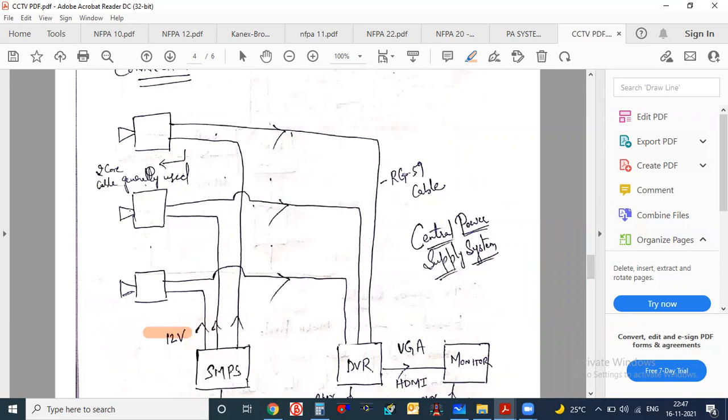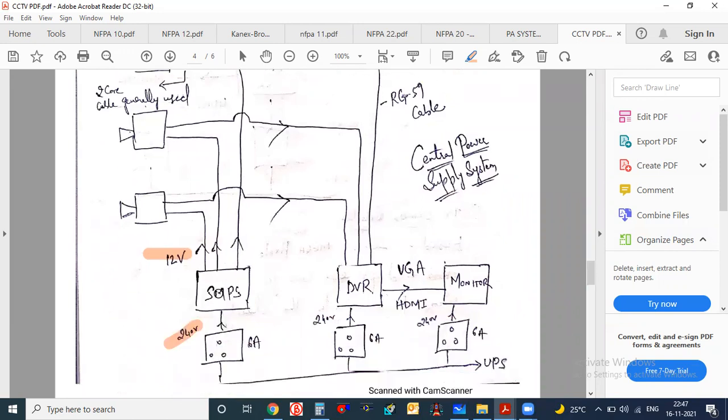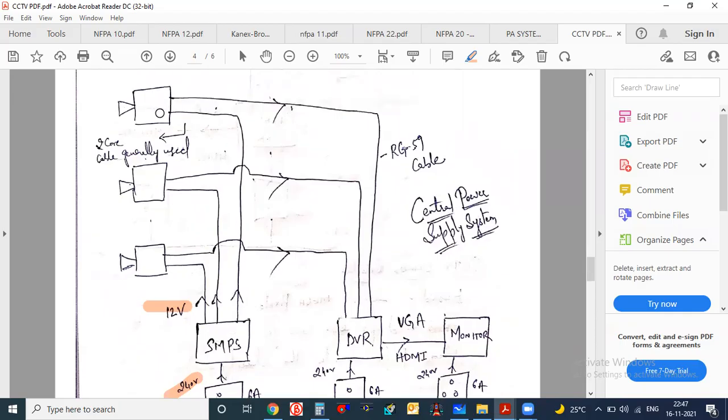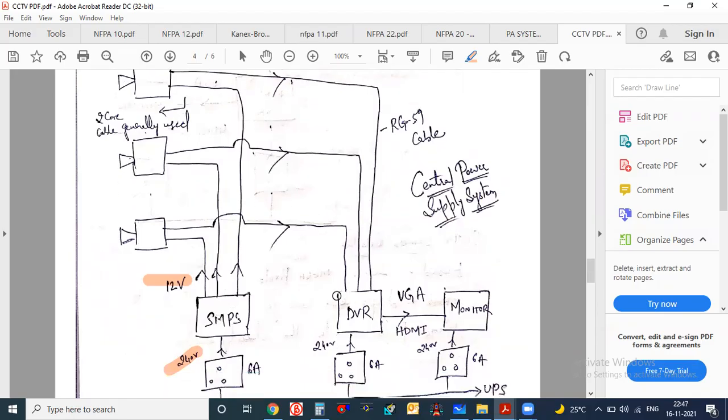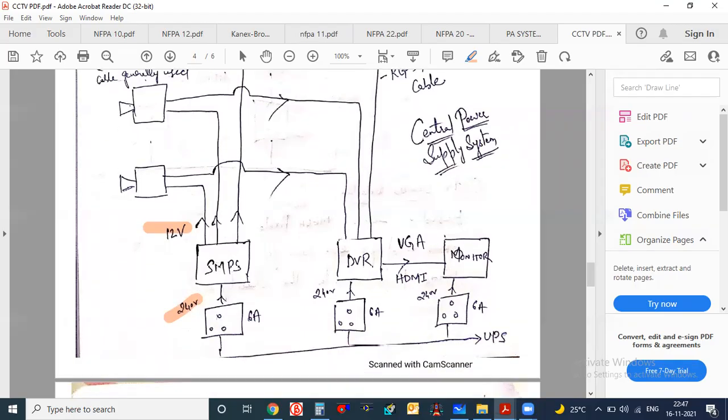Suppose 3 CCTVs, you can go with one SMPS. See, one SMPS is connected with all the 3 CCTVs, and from these CCTVs 3 lines are coming. It is going to the DVR. This is for the signal. It is going to the monitor, HDMI, and all these 3 are connected with the single socket. And this system is all connected with UPS.